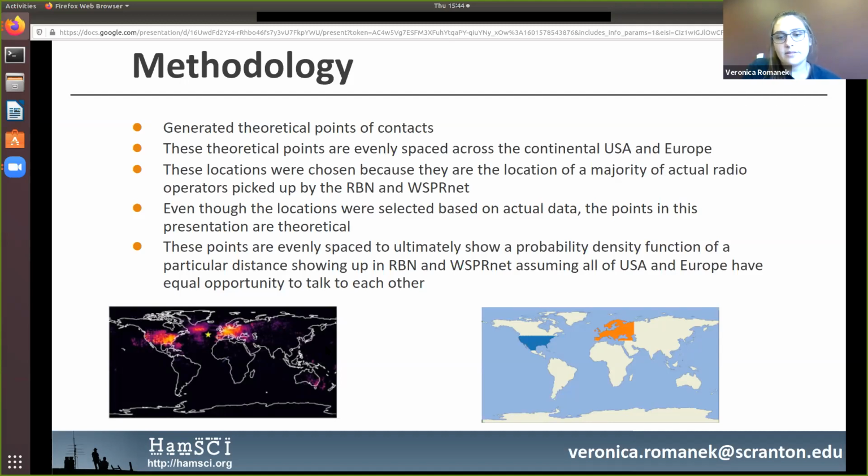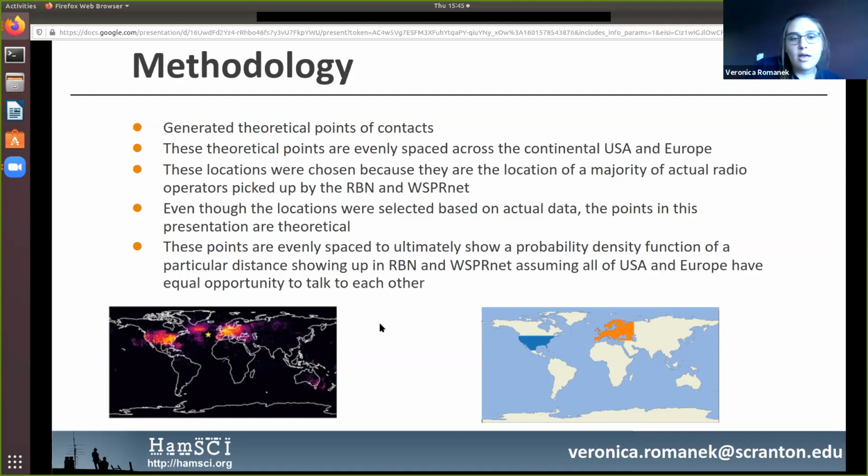So if you look at these images on the left-hand side, this is based on actual data. This was one of the distributions of stations, and this shows the midpoints between them, and you can see that a large portion of those stations are in North America and Europe. And on the right, this is the theoretical grid that I created, and the theoretical stations are concentrated in the same areas.